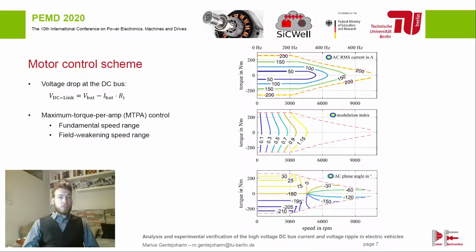To derive the motor set point, the DC link voltage is calculated. Due to the voltage drop over the DC bus, the DC link voltage is lower than the battery voltage for motoric operation points. The motor set points require the AC RMS current, seen in the top plot, the modulation index of the inverter given in the middle, and the phase shift between AC current and voltage shown in the bottom plot. The set points follow the maximum torque per ampere control scheme in the fundamental and the field weakening speed range and are stored in the three-dimensional lookup table.